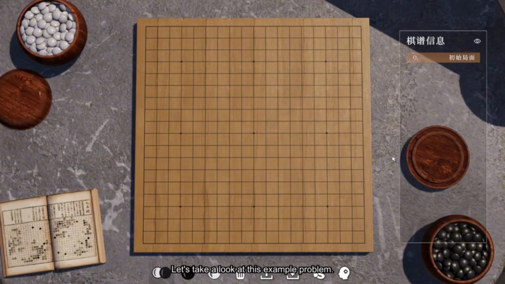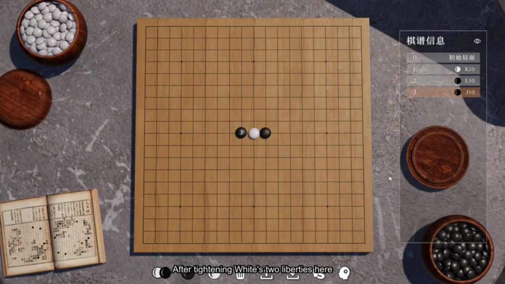Let's take a look at this example problem. This white stone on the game board currently has 4 liberties. When black, after tightening white's 2 liberties here, next takes away a liberty at this point, white has only 1 liberty left. We call this last black move Atari.